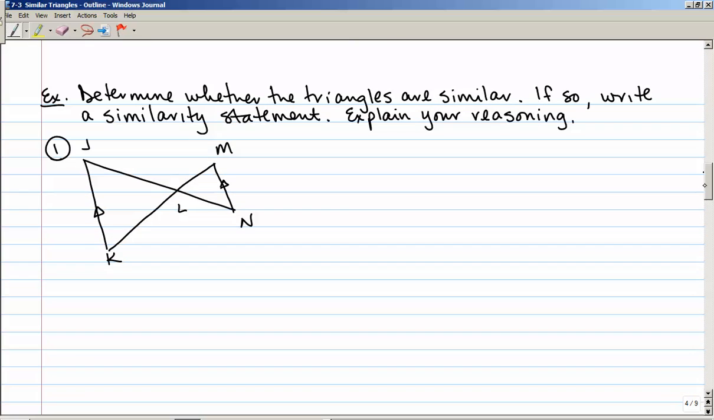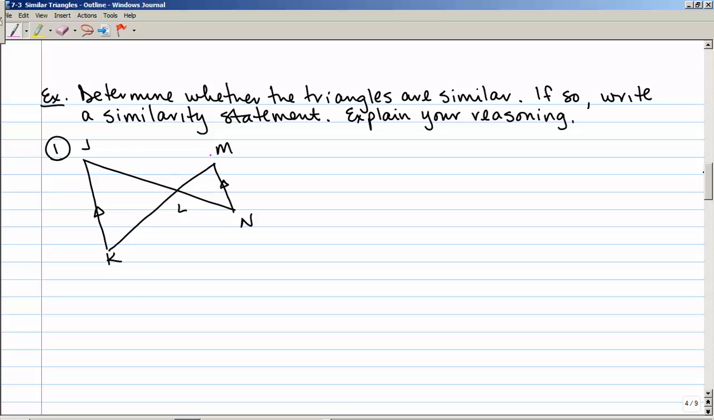Let's take a look at a couple examples here. Determine whether these triangles are similar. If so, write a similarity statement and explain your reasoning. By explain your reasoning, state which one of those theorems or postulates applies. Okay, so here we have a couple triangles, and we have a couple sides that are parallel to each other, which is actually kind of cool.